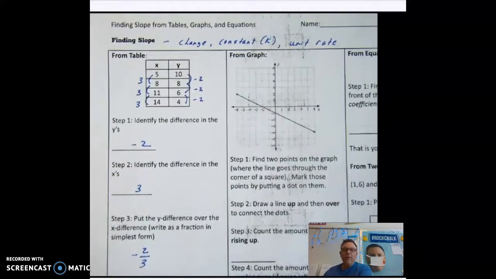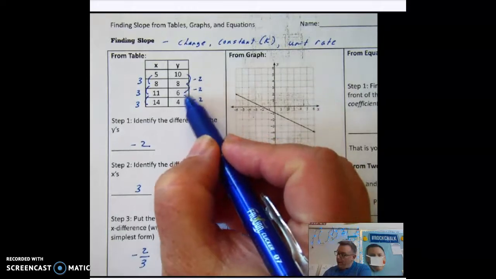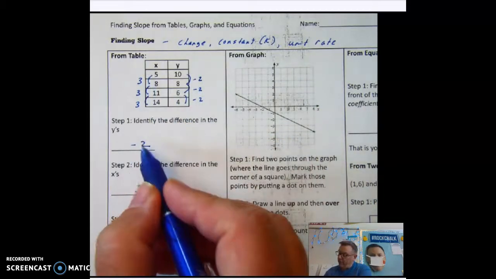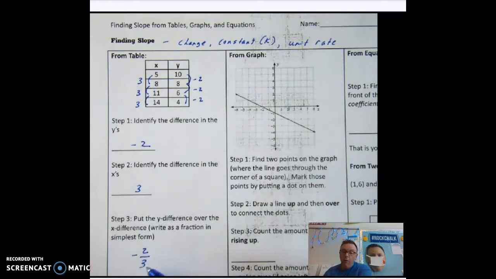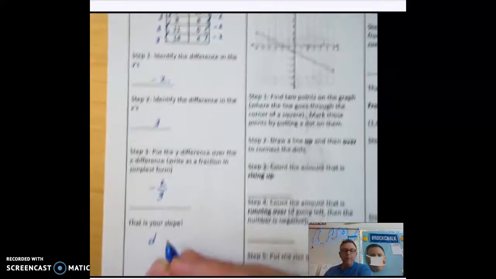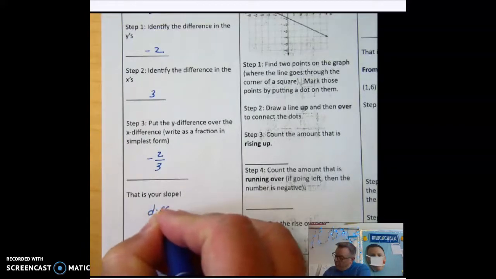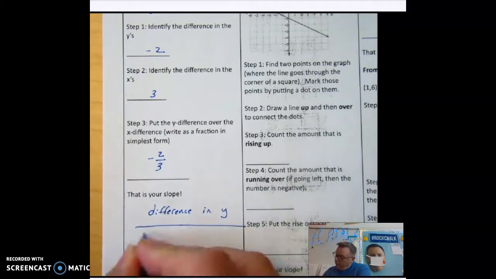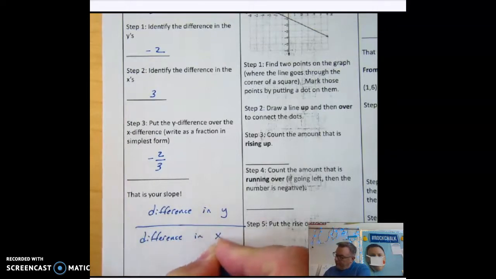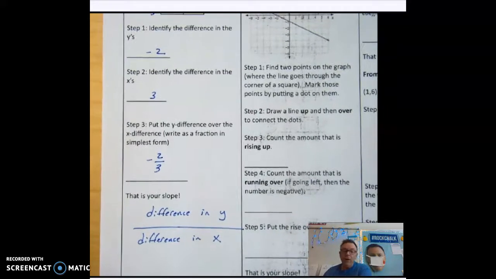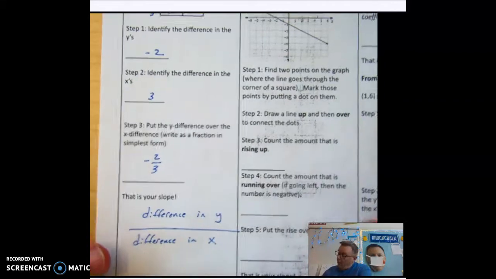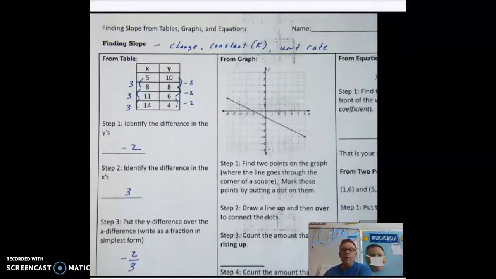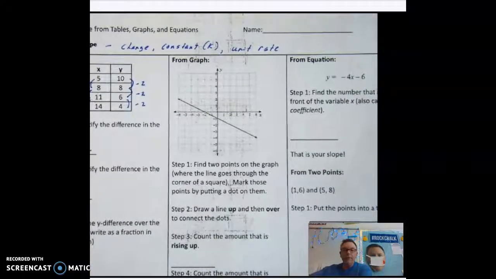So that's how we do it in a table. Find the difference in the y, find the difference in the x, and put them over each other. It is always the difference in y over the difference in x. We're going to put it down here because it is so important. Feel free to pause this video whenever you need to write these things down. It's fine.